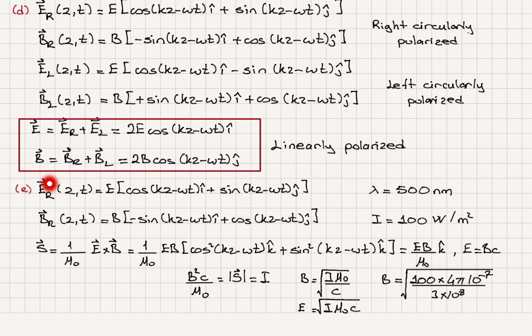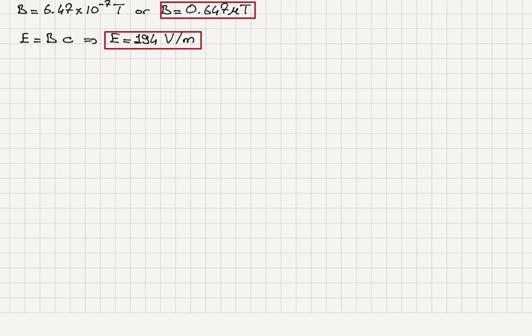If I consider green light, lambda equal to 500 nanometers, intensity 100 watts per meter square, 1 over mu 0 E cross B gives me the Poynting vector, which is EB over mu 0 k hat. The magnitude of the Poynting vector is EB over mu 0. And E is equal to B times C, so B squared C over mu 0. So B is the square root of I over mu 0 C, and E is the square root of I mu 0 C. From this, substituting the numbers, we obtain our final answer.